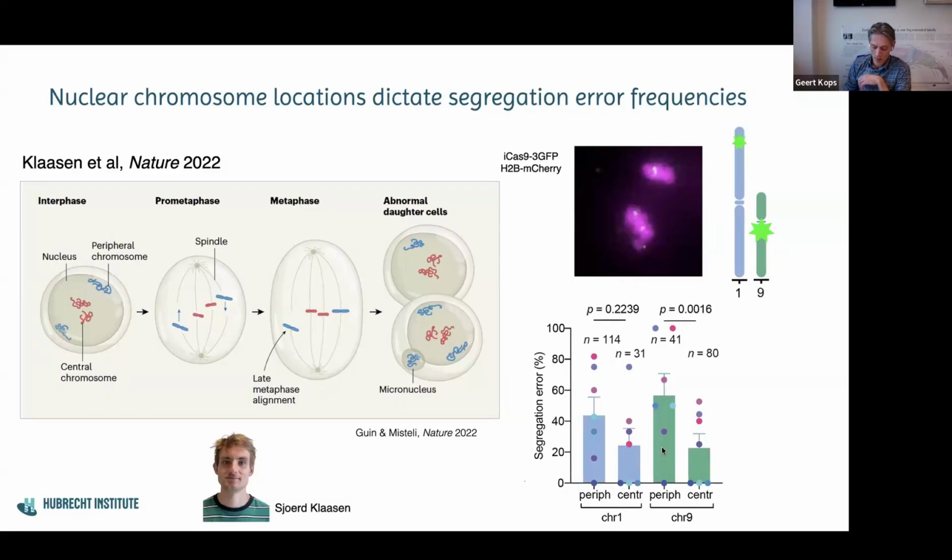And of course, we had some other pieces of evidence for this model. So what we think is that it's not unbiased which chromosomes missegregate, which ones become aneuploid in the daughter cells, and which ones also become entrapped in micronuclei. So larger chromosomes, the more peripheral chromosomes, much more frequently end up in micronuclei, for example.